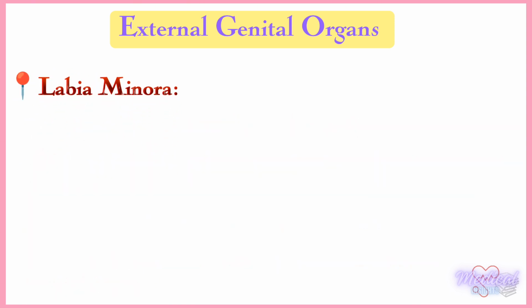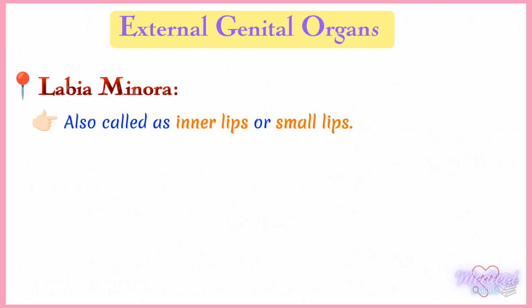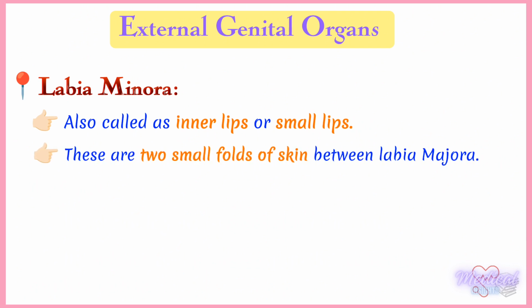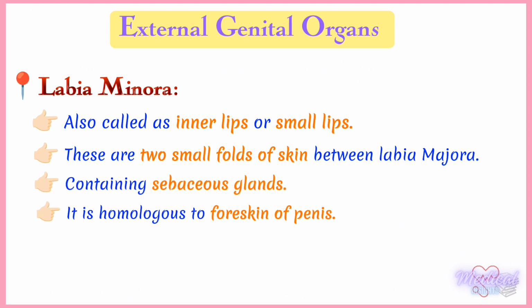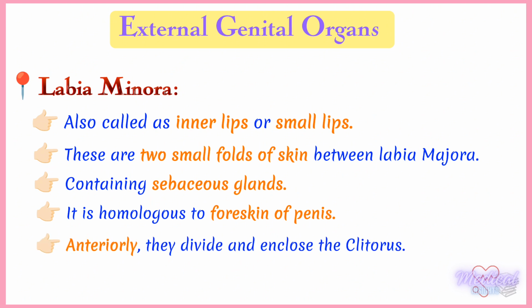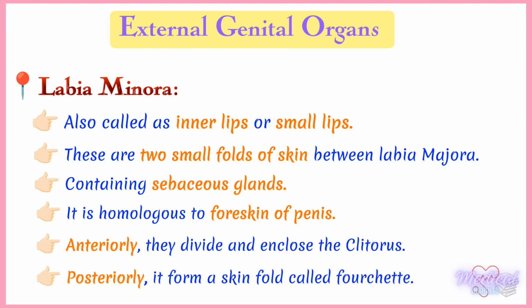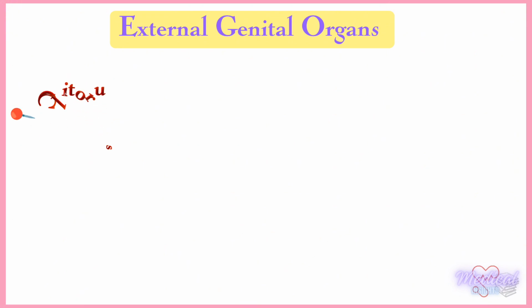Labia minora. It is also called the inner lips or smaller lips. These are the two small folds of skin between the labia majora. It contains the sebaceous glands. It is homologous to the foreskin of the penis. Anteriorly, they divide and enclose the clitoris, and posteriorly it forms a skin fold called the fourchette. It protects the vagina.